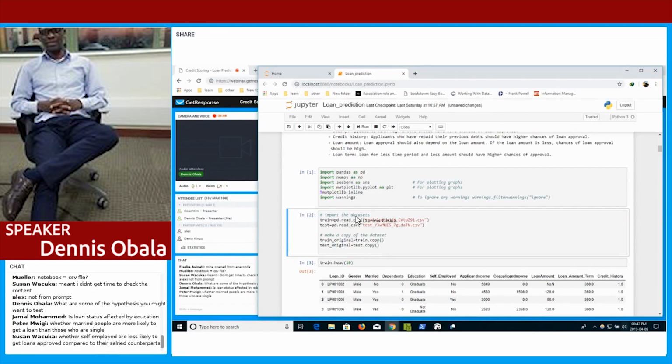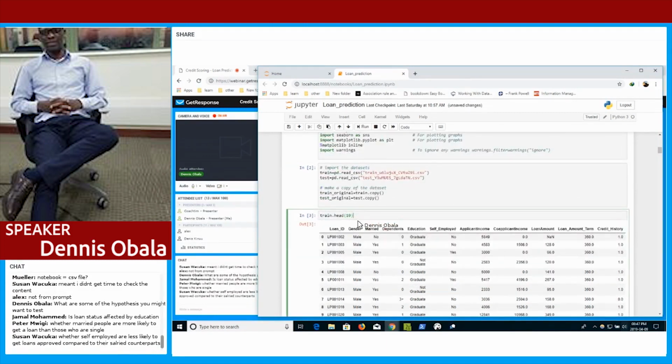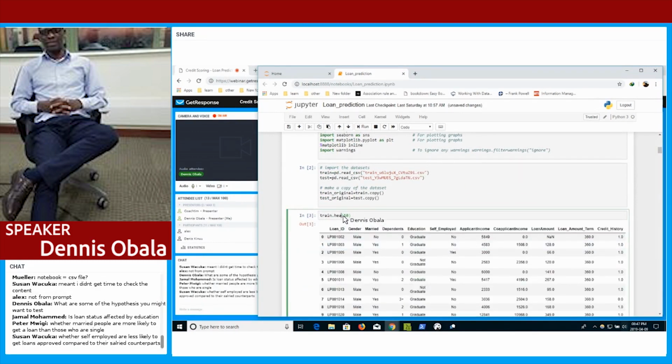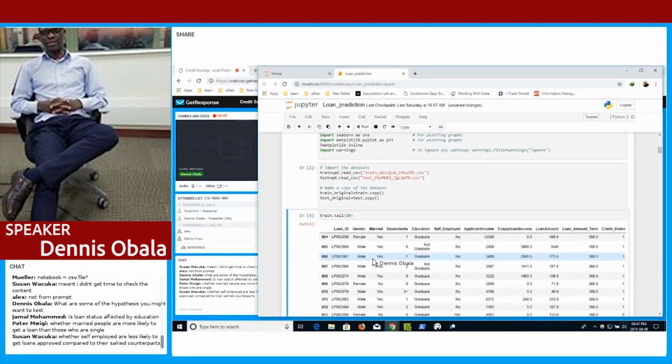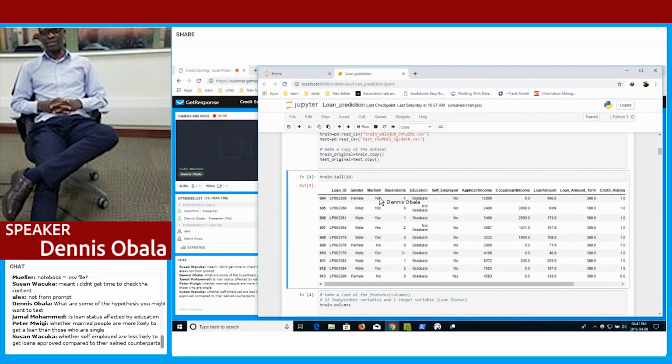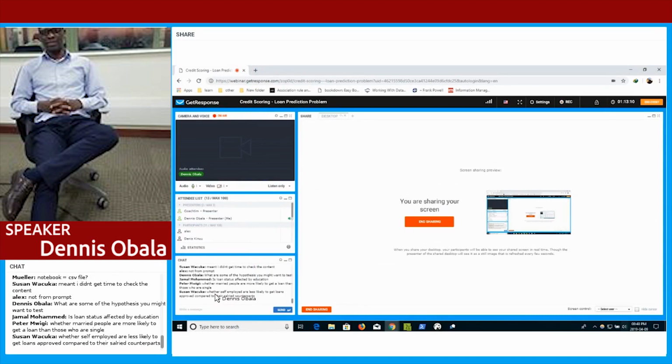So we run that with Control Enter. This one, we just want to view the variables. We can either use head, or we can change this to tail to view the last rows of the train dataset. As you can see, we have the loan ID, gender, and marital status, whether you are married or not.